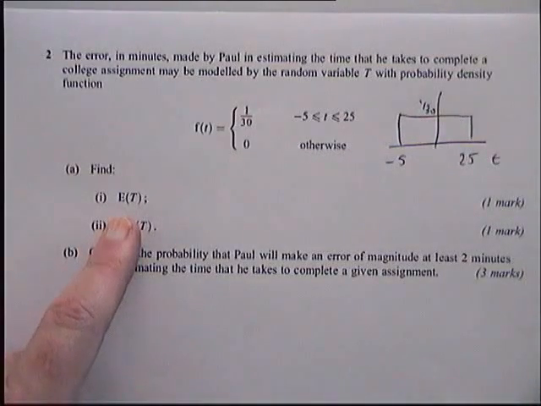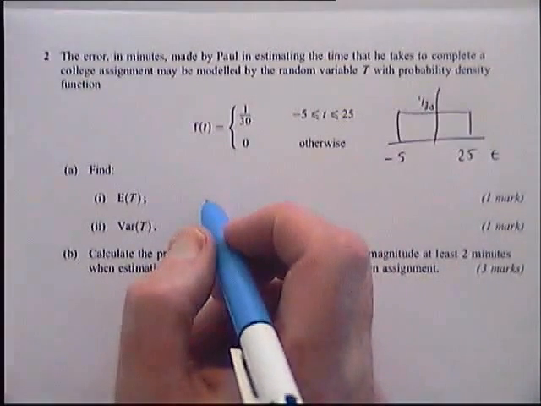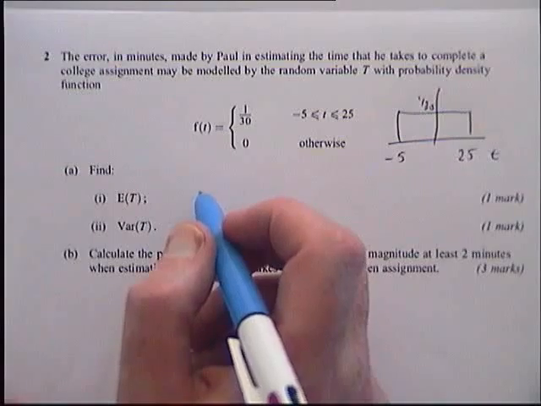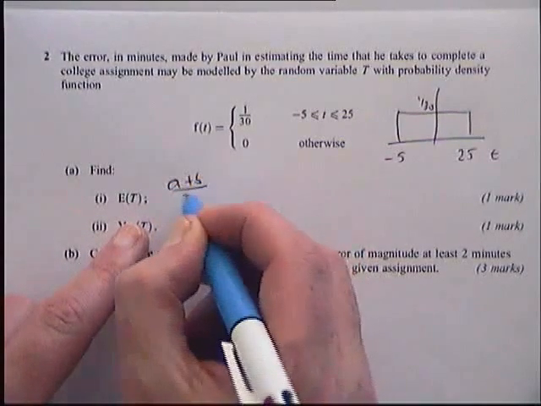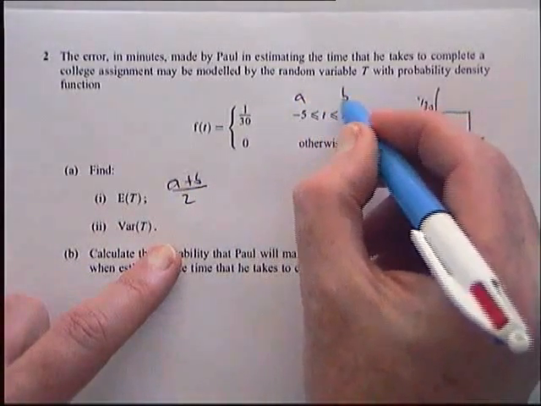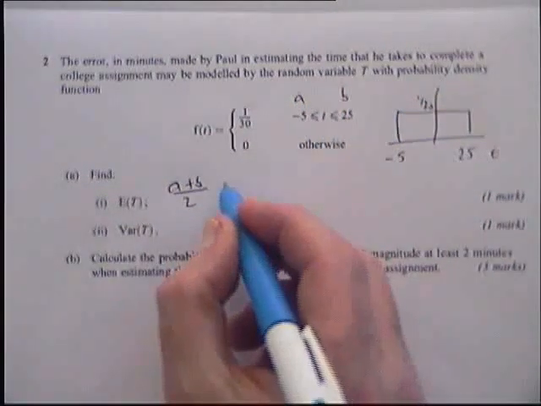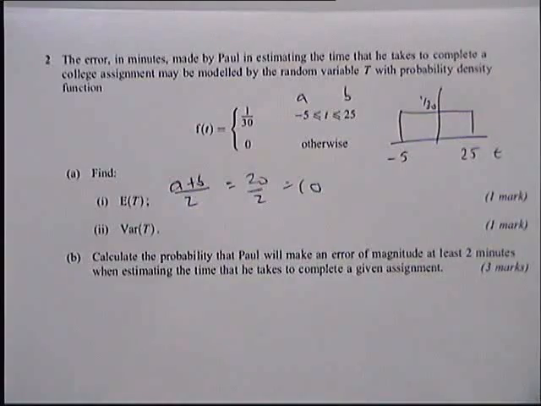How do you find the mean of the rectangular distribution? Don't do any fancy integration stuff, there's a formula for it. A plus b over 2, where a is the minimum value and b is the maximum value. So add those together, you get 20. 20 divided by 2 is 10. So there's just 1 mark for writing that one down.